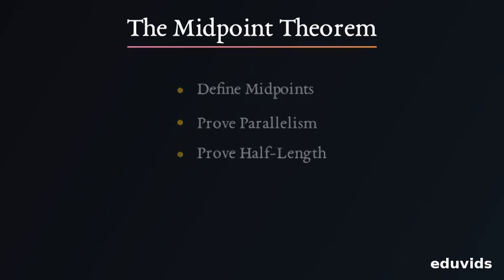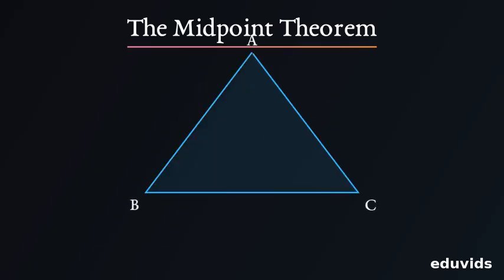Start with a triangle ABC and let D be the midpoint of side AB, so AD equals DB. Let E be the midpoint of side AC, so AE equals EC. The midpoint theorem claims the segment DE is parallel to BC and its length is exactly half of BC.